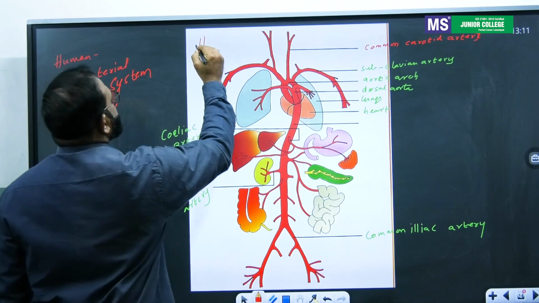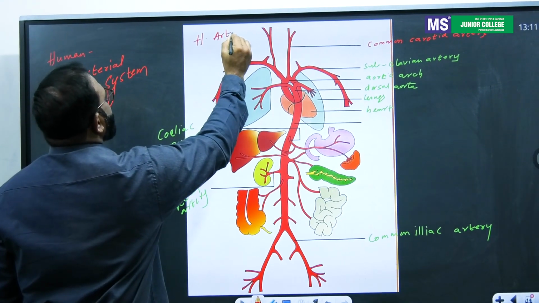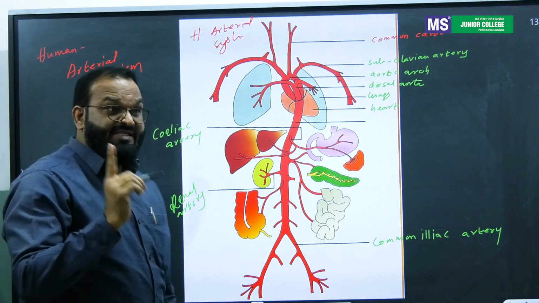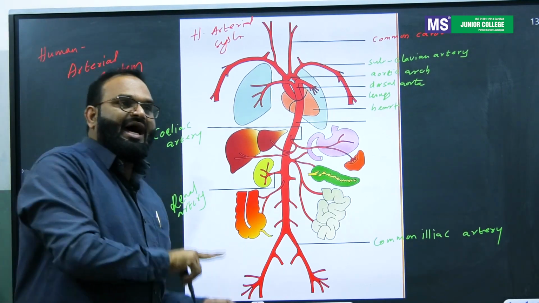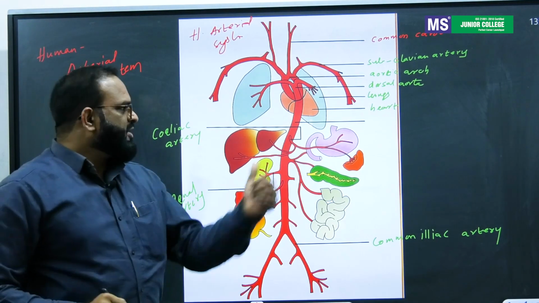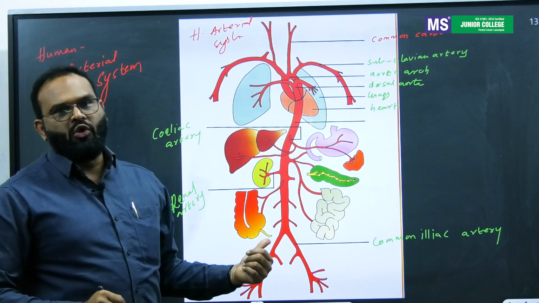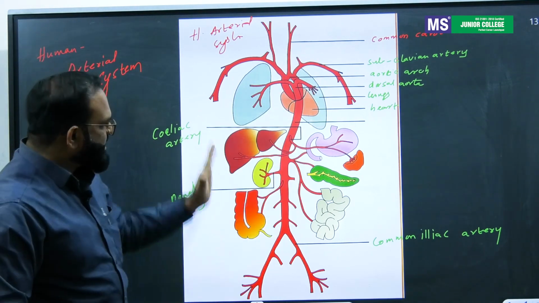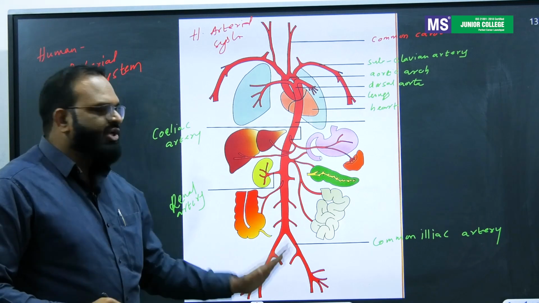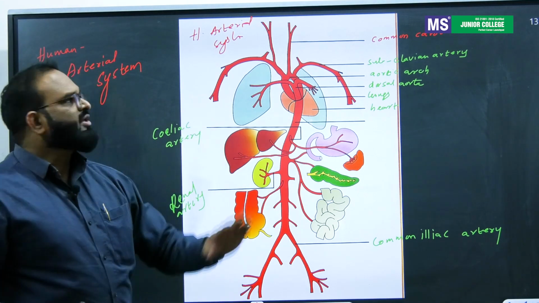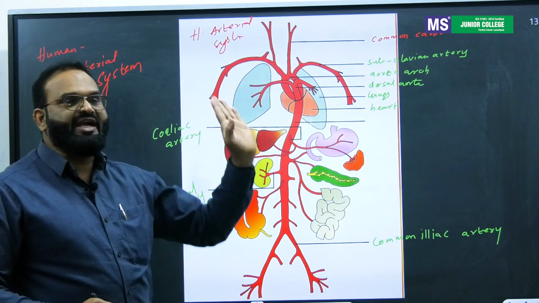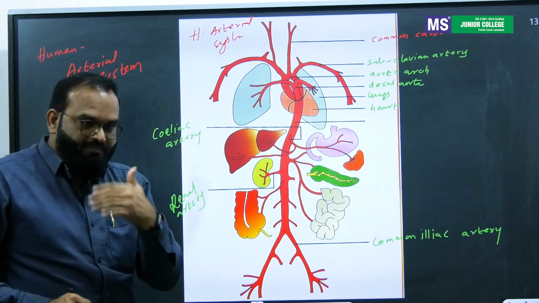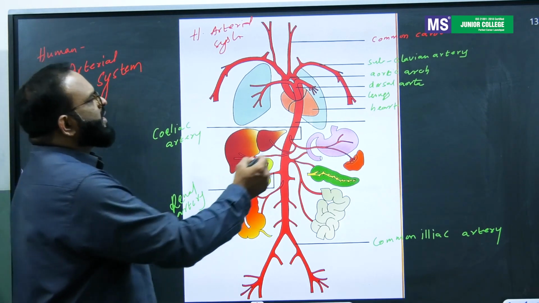As I said in the beginning, students, human arterial system. How to differentiate the arterial and venous systems? In the venous system, blood vessels are blue in color. In the arterial system, blood vessels are red in color. Right. See, the chart will be displayed. You have to see and you have to draw. First, you have to identify. For identification marks, I'll now tell you the scheme of marks also.